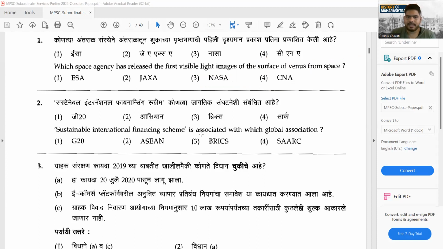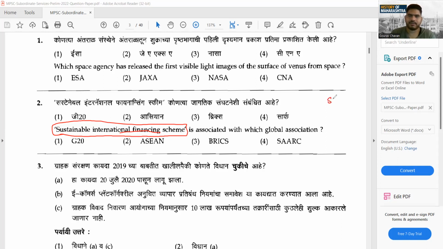Sustainable international financing scheme is associated with which global organization? Now see what they're talking about. They're talking about a sustainable international financing scheme, so it is something related to finance. Again, it was part of current affairs, because India is supposed to be the one which has taken the maximum amount of money under this scheme. Generally, it comes in the part of international relations, but the current affairs in the combined exam is also increasing its level a bit. So generally it was a question to be left.